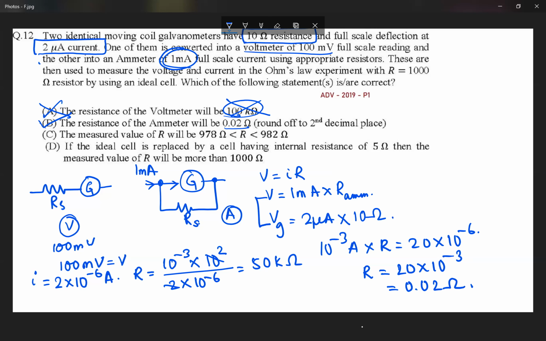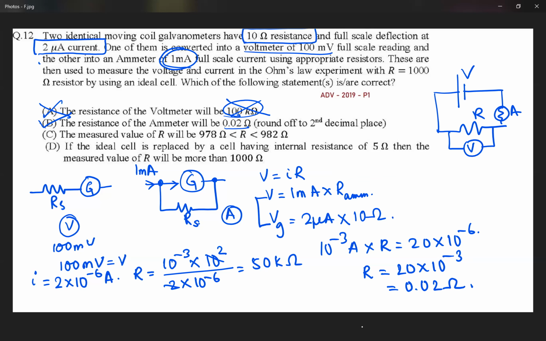So what does the Ohm's law experiment look like? Ohm's law experiment is nothing but applying V is equal to IR. So we take a battery, we connect an ammeter to this, and then we connect a resistor, and we connect a voltmeter across the resistor. This is basically the Ohm's law experiment. And we say that I is equal to V divided by R, where V is the voltage that the voltmeter measures, not the EMF of the battery.